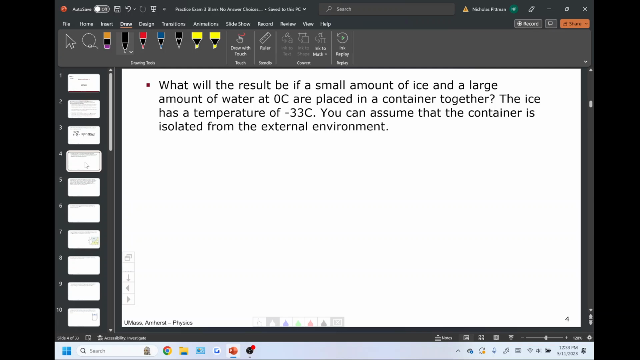A small amount of ice is placed in a large amount of water. So I'm going to sketch a picture really quick. It's a tiny, tiny amount of ice. It's at negative 33 Celsius. And all the water is already at the freezing point perfectly. So what happens when there are two objects of different temperatures touching is heat flows from the hotter object into the colder object.